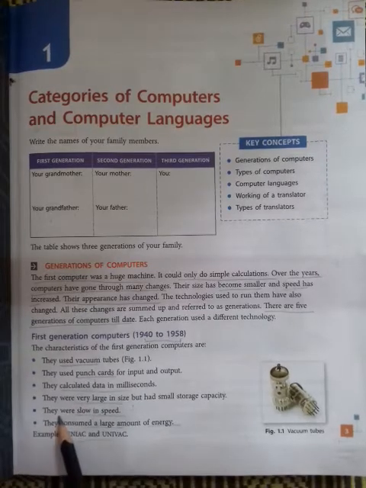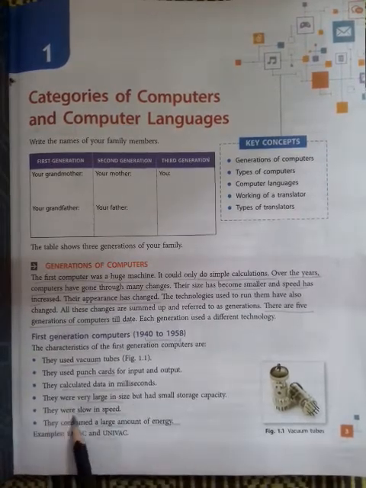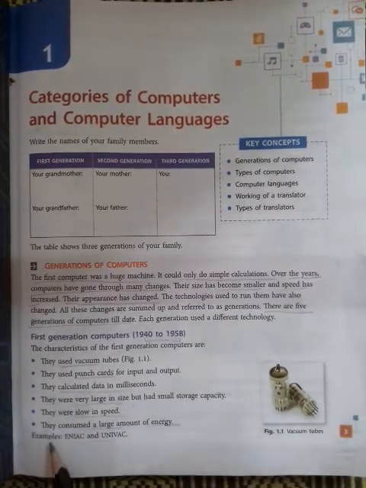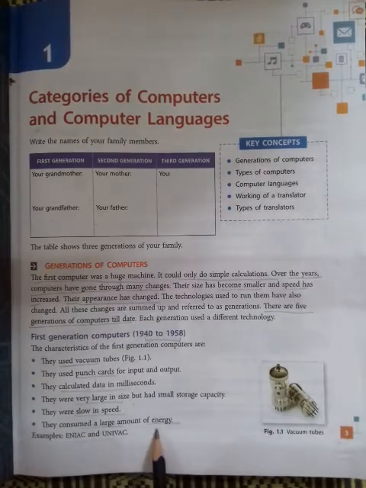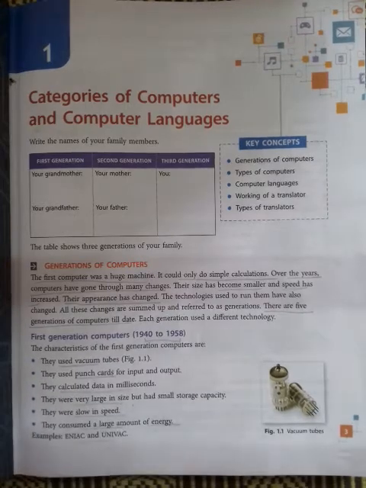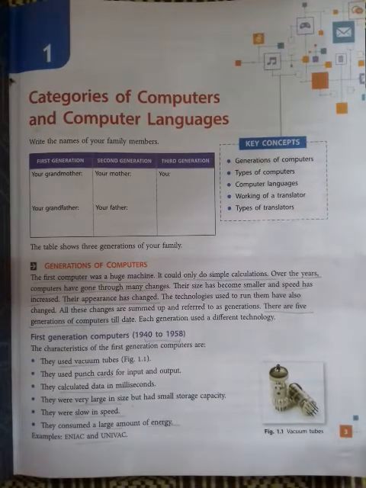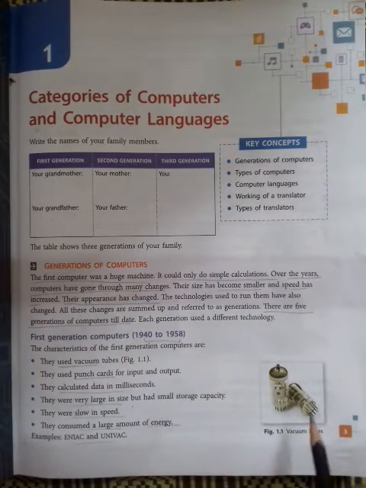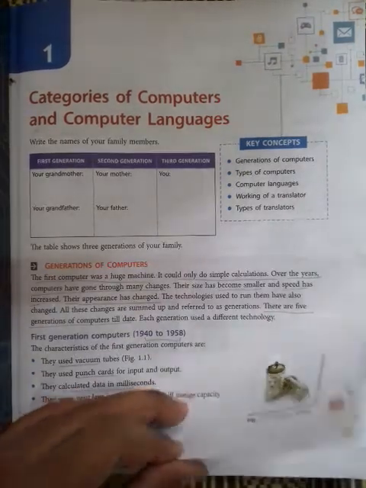That sentence was written here: they were slow in speed. They consumed a large amount of energy. Examples: ENIAC and UNIVAC. These two are examples of first generation computers. This is the figure of vacuum tubes. Let's go to the next page.